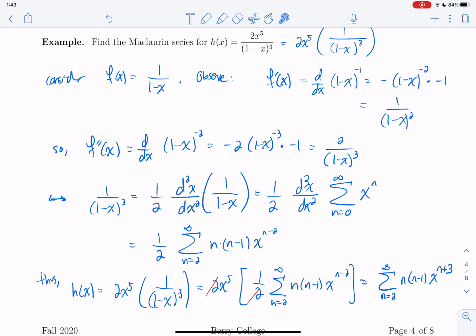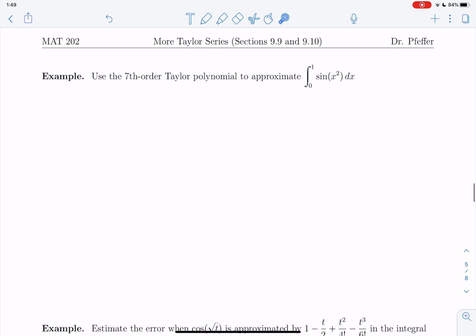So this is a little bit of an intense problem where now we have to differentiate more than once to achieve the desired series. However, differentiation is not the only option we have at our disposal. For example, we can take a look at integrals. Here I'd like to use the 7th order Taylor polynomial to approximate the integral from 0 to 1 of sine of x squared. The key for solving this problem is, for starters, get a power series for sine of x squared.